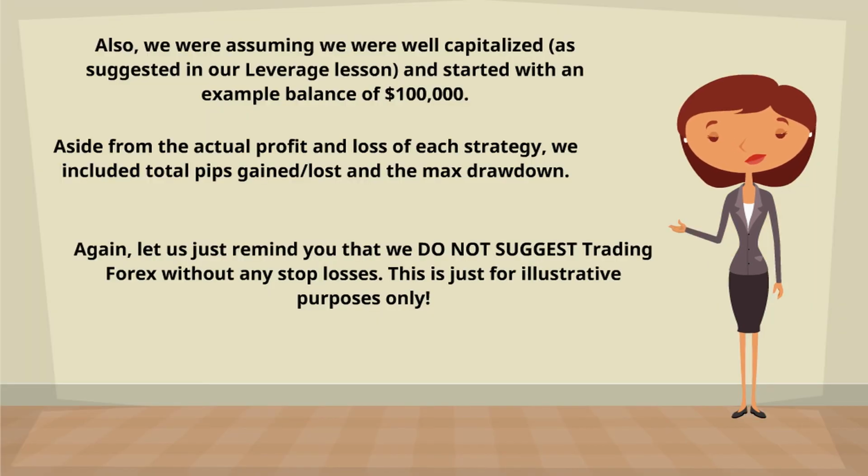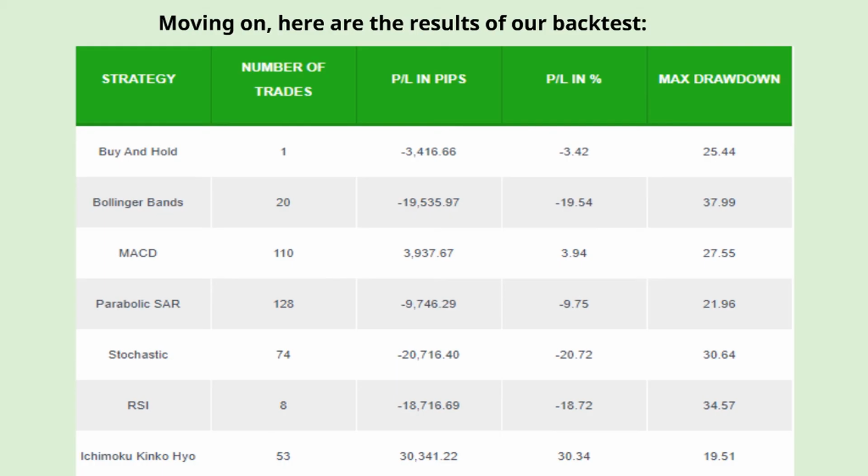Also, we were assuming we were well capitalized, as suggested in our leverage lesson, and started with an example balance of $100,000. Aside from the actual profit and loss of each strategy, we included total pips gained/lost and the max drawdown. Again, let us just remind you that we do not suggest trading Forex without any stop losses. This is just for illustrative purposes only. Moving on, here are the results of our backtest.